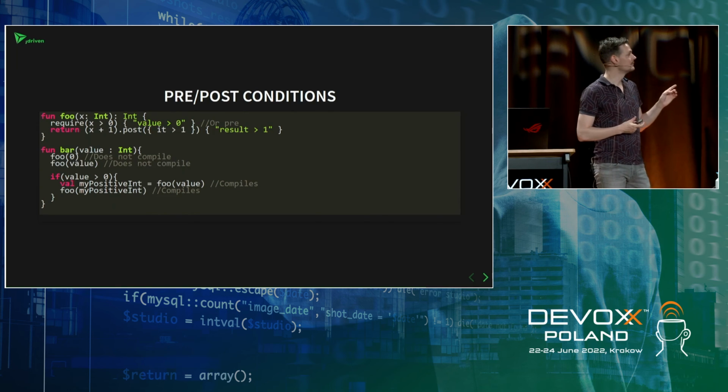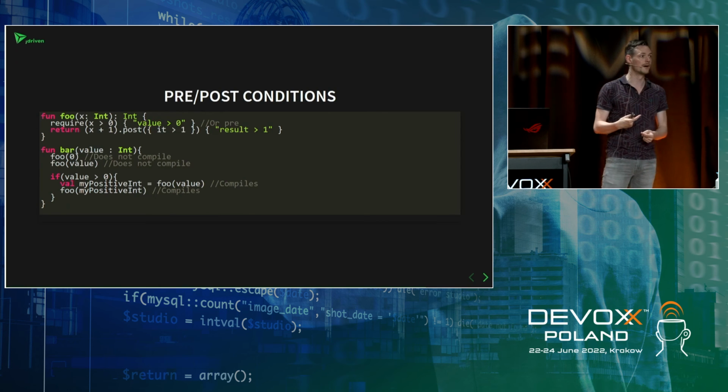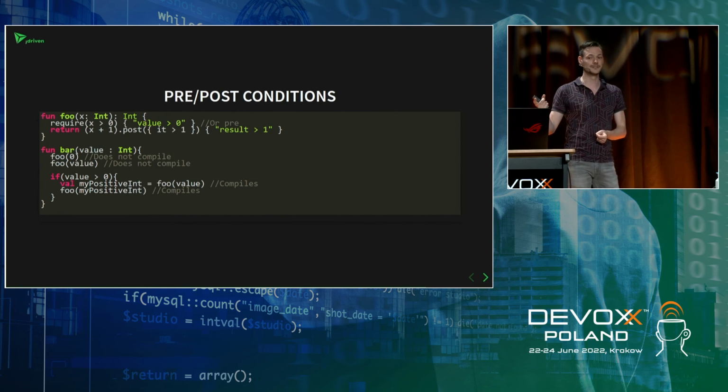The return type, my positive int, because we added a post condition, the compiler knows that value is guaranteed to be greater than 1. So we can now call the foo function again with that value, because we already proved to the compiler that whatever came out of my foo function will by definition be greater than 0.